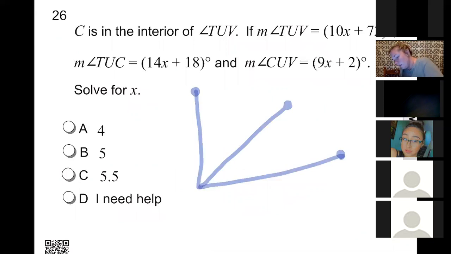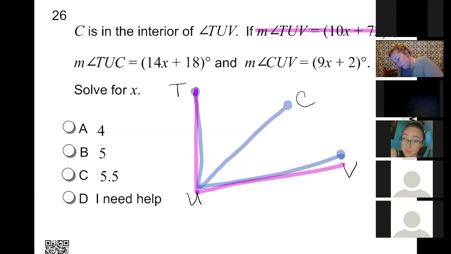So if we wanted to label these, we could call this TU. TUV. And we have C right there, okay? So we can go ahead and fill this stuff in. Then you have TUV, which is the whole entire outside. So I could re-highlight this in purple. The whole entire outside. Make sure you're drawing this on your own paper, otherwise it's going to be pretty difficult.